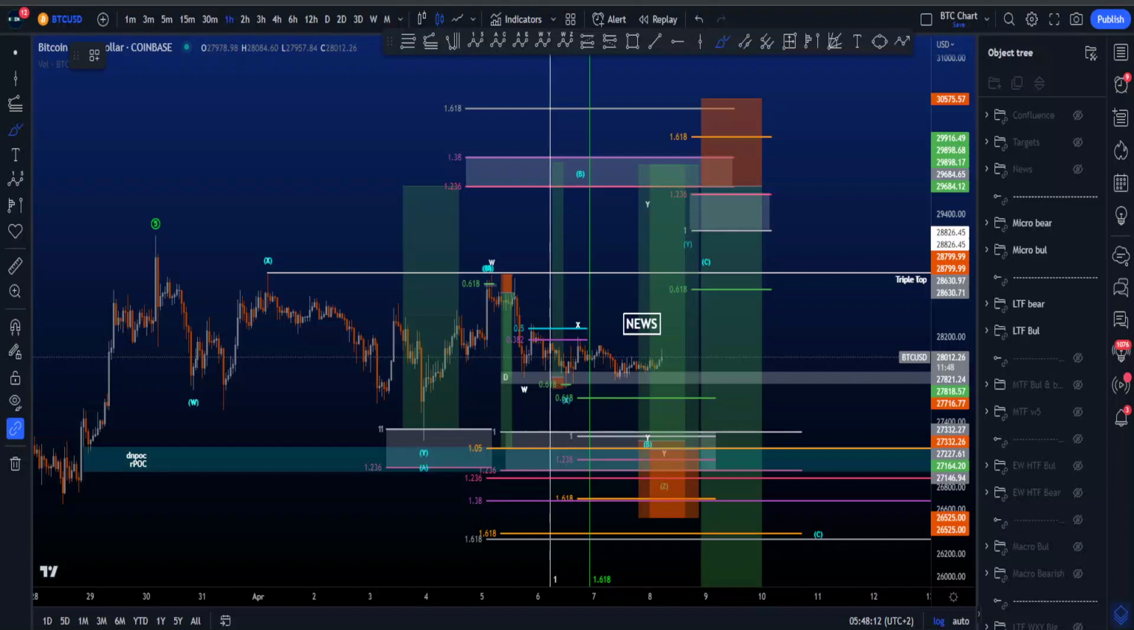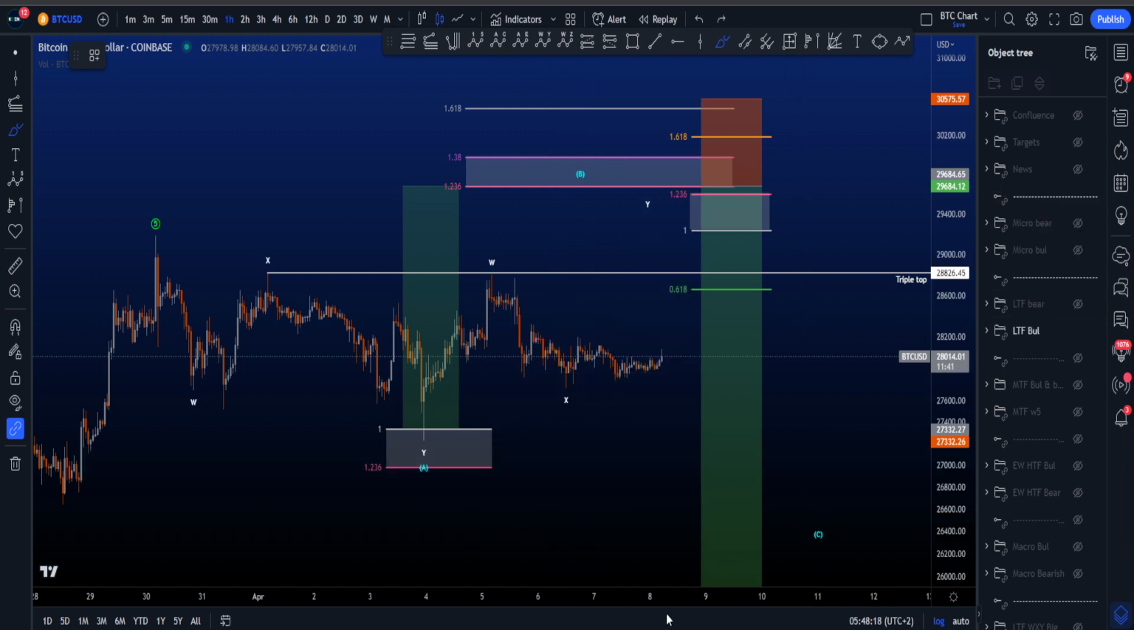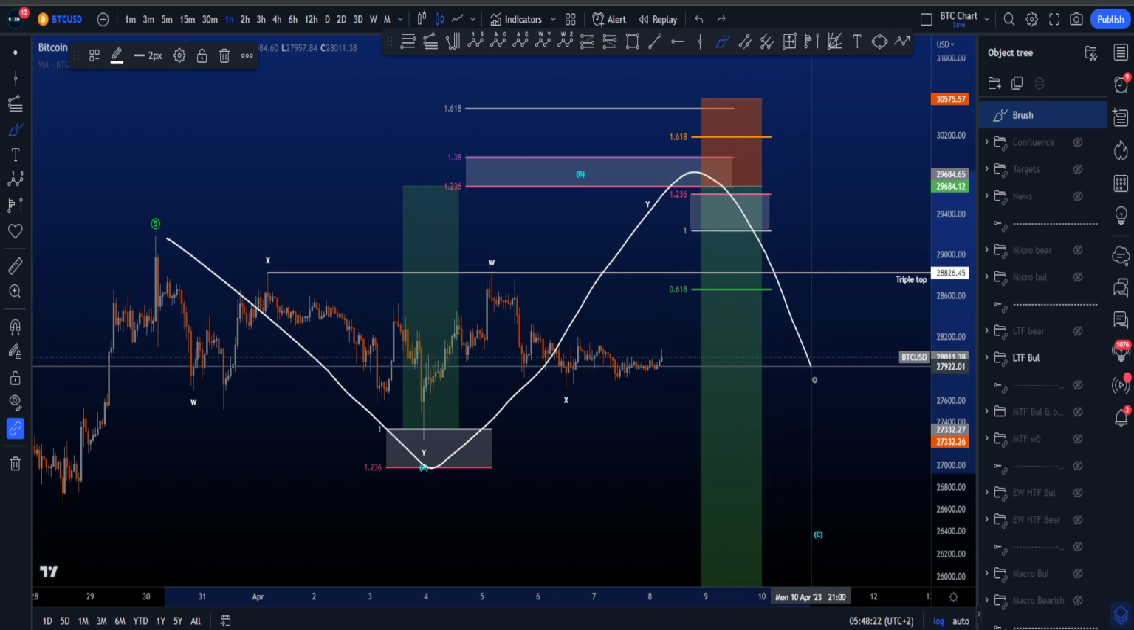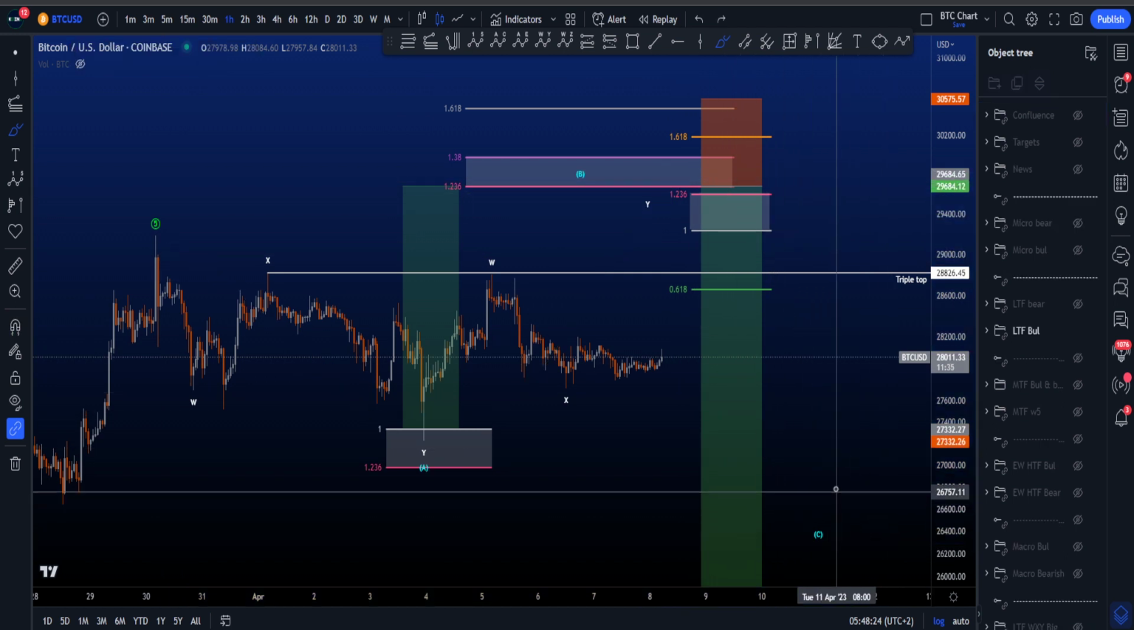Hi everyone, let's look at my preferred and alternative lower and micro time frame scenarios and potential trading setups, starting with my preferred low time frame scenario, where this is a wave A looking for a wave B to the upside before then an impulsive structure to the downside in a wave C.